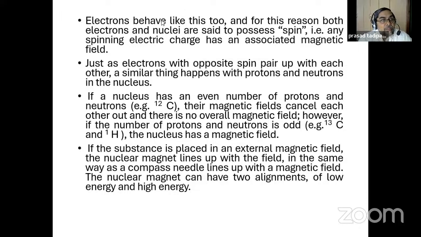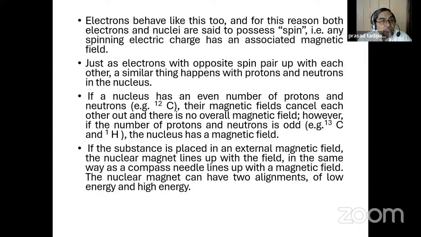So electrons behave like this. Both electrons and nuclei are said to possess spin. So the nucleus also has a spin. Any spinning electric charge, you can expect an associated magnetic field. Just as electrons with opposite spins pair up with each other, similarly, the protons and neutrons within the nucleus, they will have opposite spins and pair up with each other.